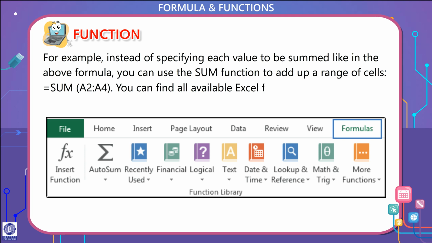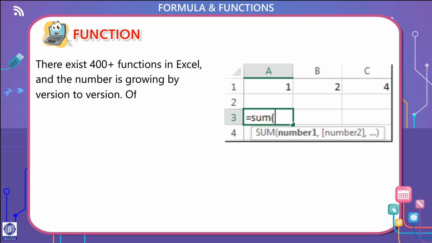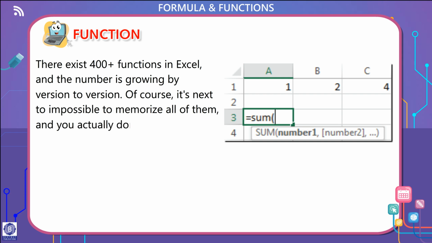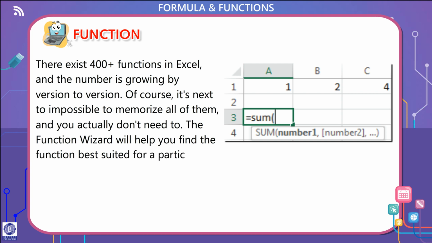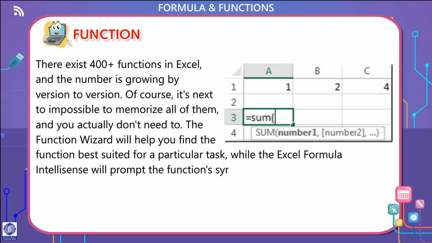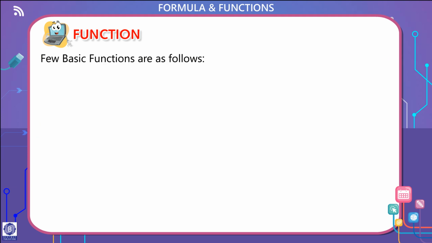You can find all available Excel functions in the function library on the Formulas tab. There exist 400-plus functions in Excel, and the number is growing from version to version. Of course, it's next to impossible to memorize all of them, and you actually don't need to. The Function Wizard will help you find the function best suited for a particular task, while the Excel formula IntelliSense will prompt the function's syntax and arguments as soon as you type the function's name preceded by an equal sign in a cell. A few basic functions are as follows.